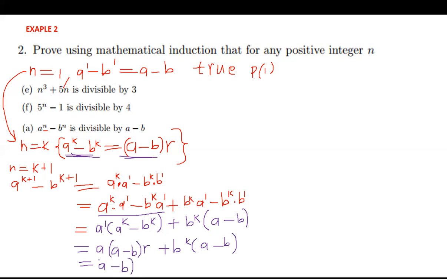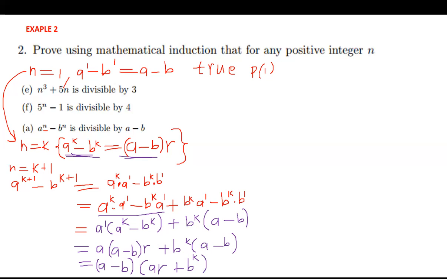We have a minus b there and also there. So a minus b is common. Let us also write the remaining things here. On the first term, what remained was ar. Then on the second term, what remained was b raised to power k. So this is what I found.